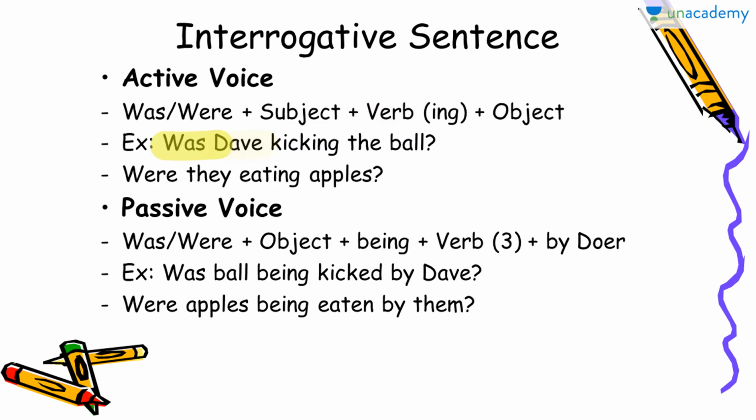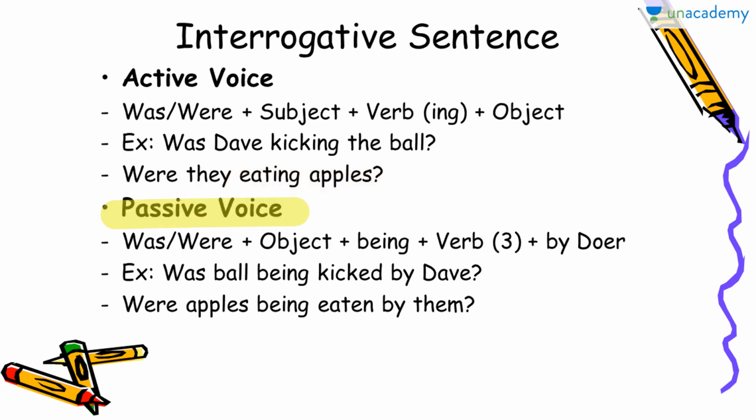Dave is singular, that's why we have started our sentence using was, then kicking, ing form of kick, then the ball, object on which the action is done. Were they eating apples? Because it's they, we are starting the sentence with were and then eating apples.